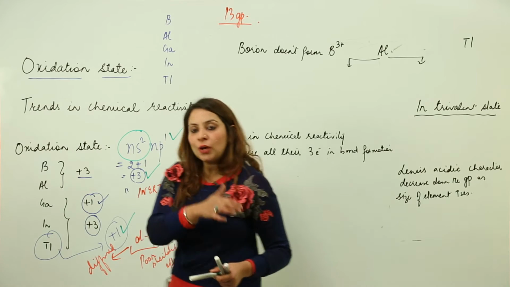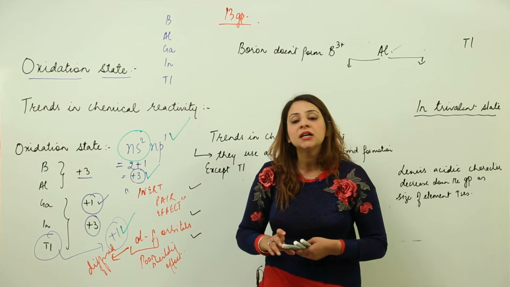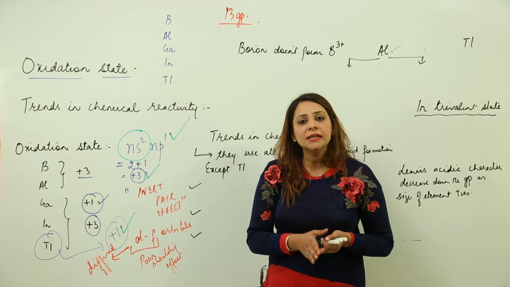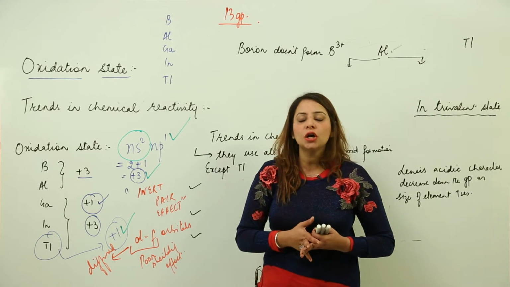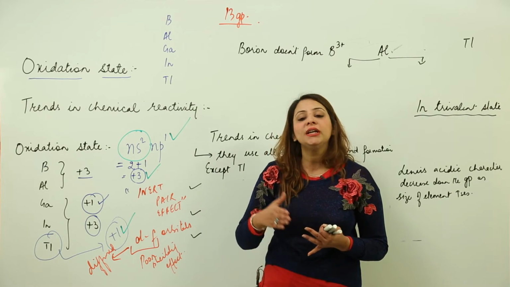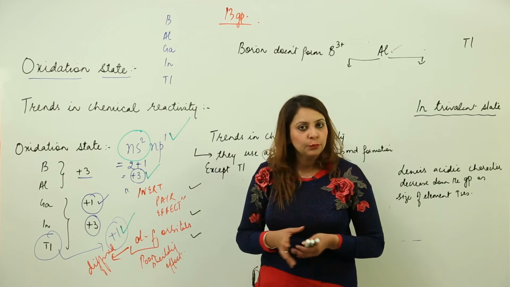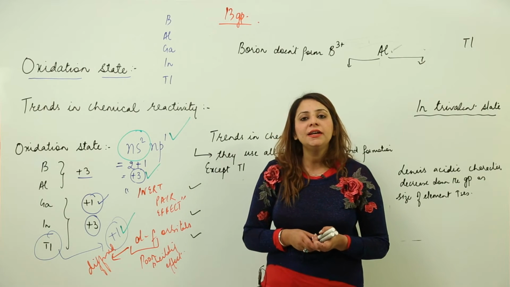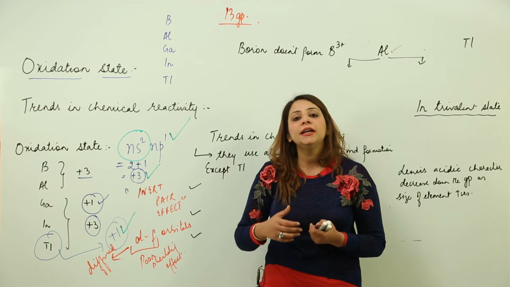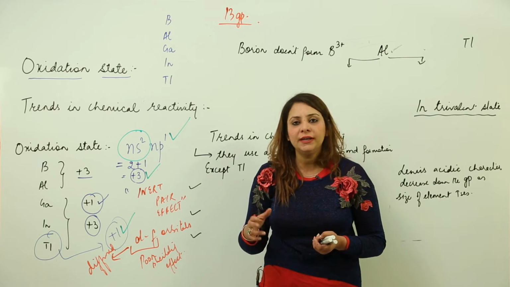So if somebody asks you to write a general definition for the inert pair effect, it is the reluctance of s electrons to participate in bond formation due to poor shielding effect and increased nuclear charge. The s orbital electrons do not participate in bond formation, and that is the reason that as we move down, the oxidation state two units less than the group oxidation state becomes more stable for the heavier elements.